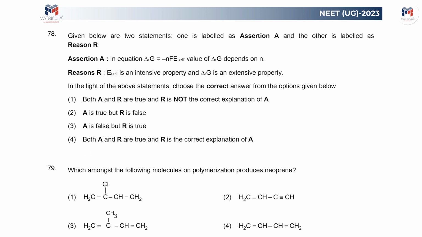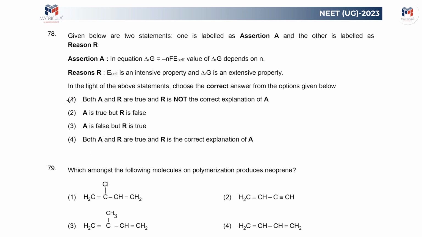Assertion A: in equation delta G equal to minus nFE cell, value of delta G depends on n. Reason R: E cell is an intensive property and delta G is an extensive property. In the light of the above statements, choose the correct answer from the options given below. The answer is option 1. Both A and R are true and R is not the correct explanation of A.